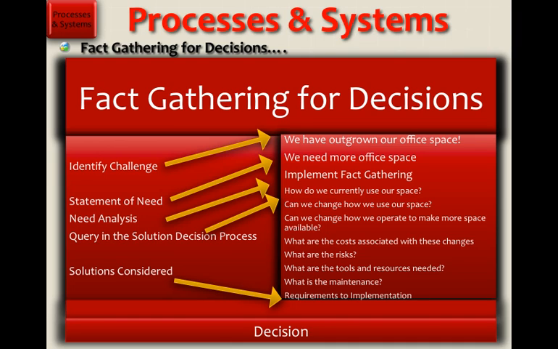So this is where we ask questions: how do we currently use the space? What changes do we need in the use of the space? How is the space going to operate when it's available? What are the costs? What are the risks? What are the tools and resources? Where's the maintenance? And then the solutions considered, the requirements to implement: how are we going to get more space or change the space we have to make it more efficient and productive? Ultimately rendering a decision by fact gathering.